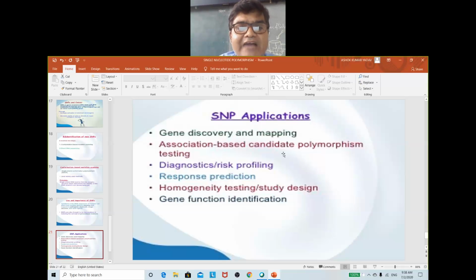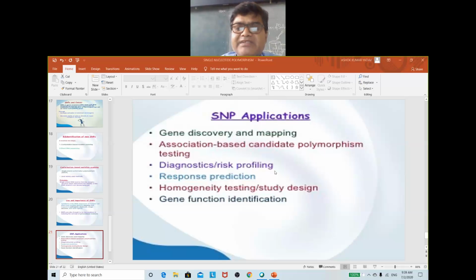And next is diagnostic and risk profiling. I am talking about diagnostics, meaning trying to know the severity of a particular disease. With the help of an SNP map, if a defective gene or a defective regulatory gene is there, such things can be easily monitored with the help of that gene. So these things can be easily monitored with the help of SNP maps.